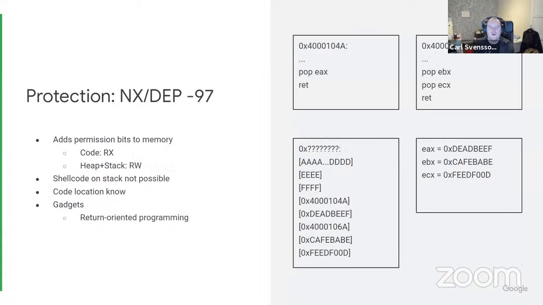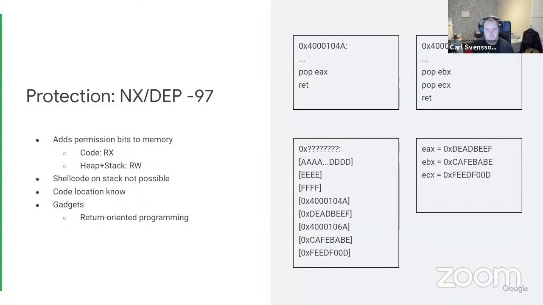Then also around 20 years ago, there was this other protection introduced called NX or DEP, data execution prevention. The idea here is that you add permission bits to sections of memory. So you can say that one area of the memory is readable and executable, like the code, for example, and other pieces of memory can be readable and writable, but not executable. This is typically how the stack is marked, for example.